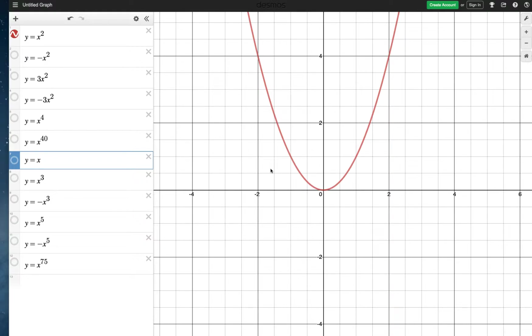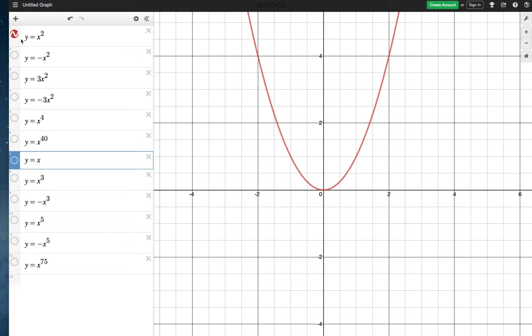Now, if you take a look at this, I've got some graphs here on Desmos. I'm going to start with this one, y equals x squared. We all know what that looks like. That is our quintessential parabola here. It has a vertex there at the origin. It has a line of symmetry being the y-axis here. And this is what it looks like, okay? So it's this red parabola here.